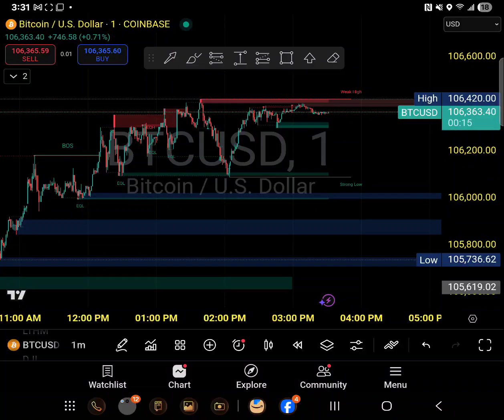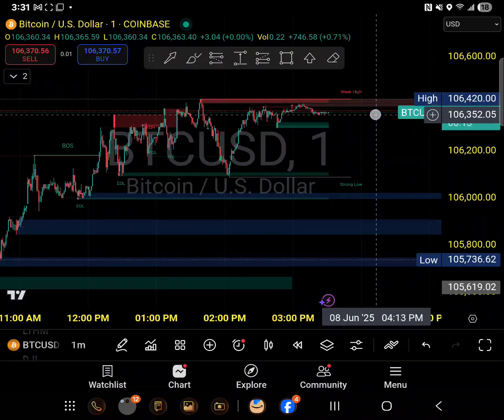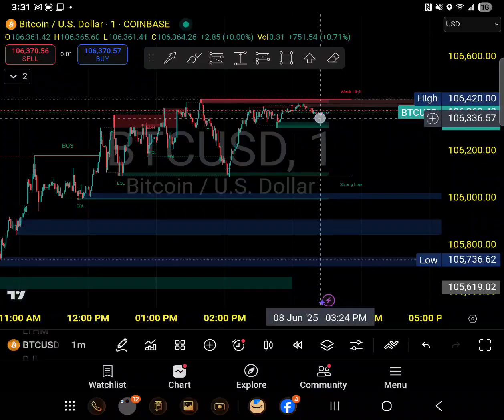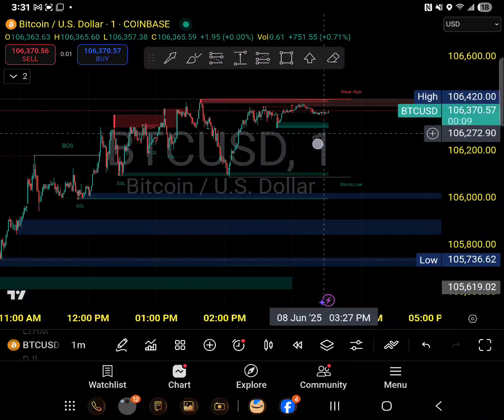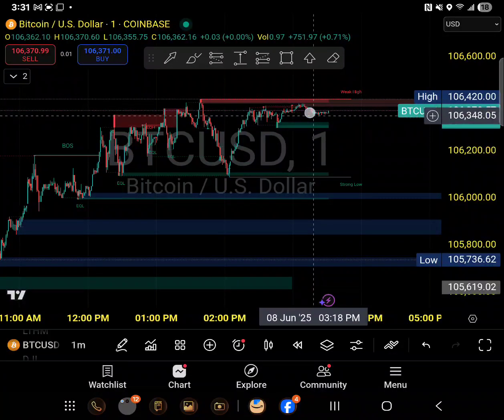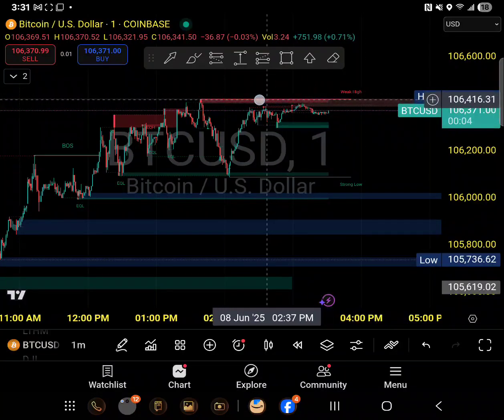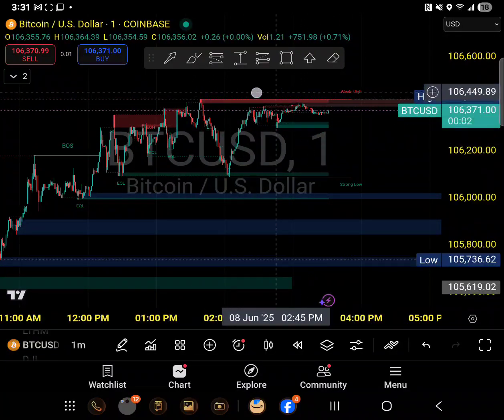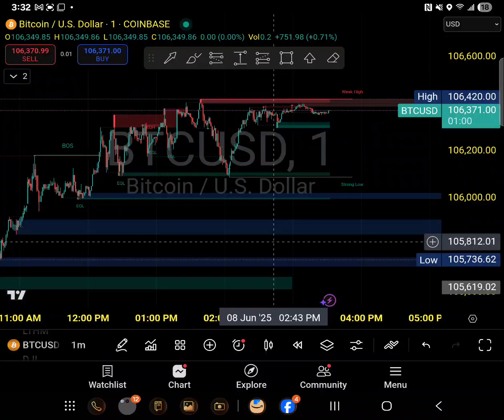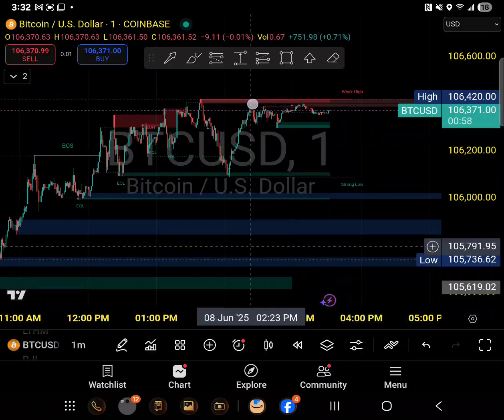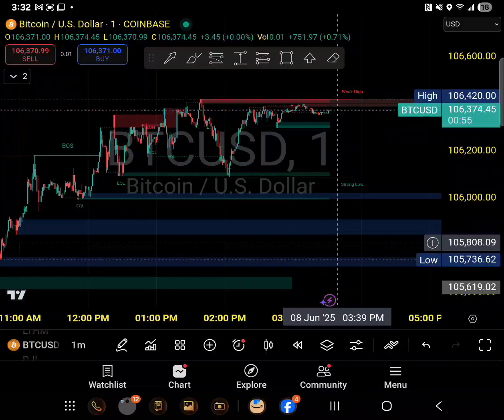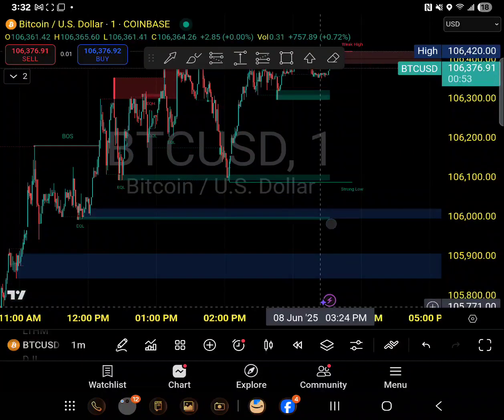where the buyers enter. And do not try to just get in, because at this point you don't know whether it will break higher or break lower. But if it breaks higher and sustains, then this new zone will act as your permanent support. Okay, so that's it, guys.